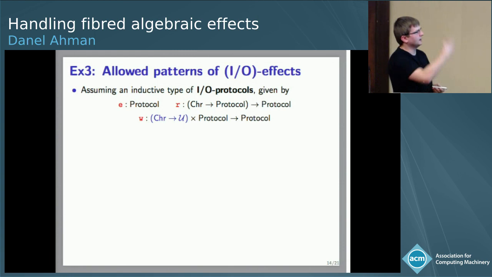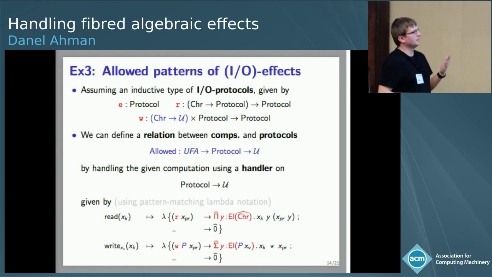I can assume or define an inductive type of so-called protocols that essentially just says that E is the end of protocol, R says that the read is the next action, and W says the same for write. And then I can define a relation between computations and protocols, which holds if the computation adheres to the corresponding protocol. And the idea is to define a handler on this function type, where what you're mapping an operation to depends on what the protocol is. So if the protocol starts with the corresponding operation, then you do what we did before. You quantify over the return values. But if it doesn't start with a corresponding operation, you just give back false.